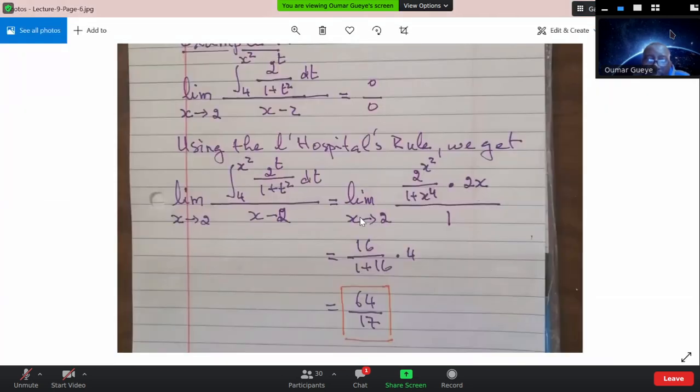Now when we let x approach 2, here it's going to be 2 to the power 4, which is equal to 16. This is 2 to the power 4, which is 16, plus 1, you get 17. This is going to be 2 times 2, which is 4. The bottom is 1, that's why I didn't write it. So this 4 is coming from this part. And finally, we get 64 over 17 as the limit of this function when x is approaching 2. Any question?